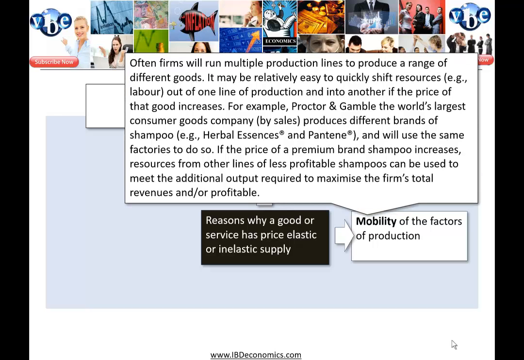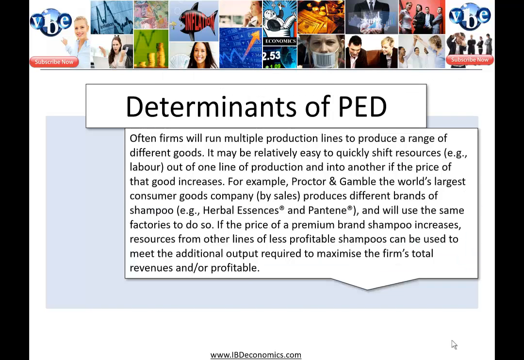Often firms will be running multiple production lines to produce a range of different goods. If this is the case, it may be relatively easy to quickly shift resources, such as labour, out of one line of production and into another if the price of that good increases. Take, for example, Procter & Gamble, the world's largest consumer goods company. They produce different brands of shampoo, and they will use the same factories to do so. So if the price of a premium brand shampoo increases, resources from other lines of less profitable shampoos can be used to meet the additional output required to maximize the firm's total revenues and/or total profitability.